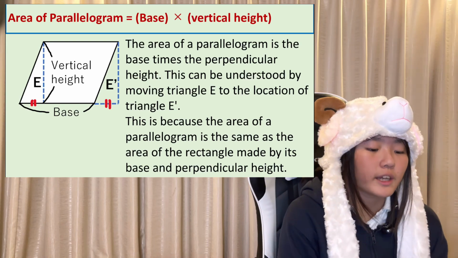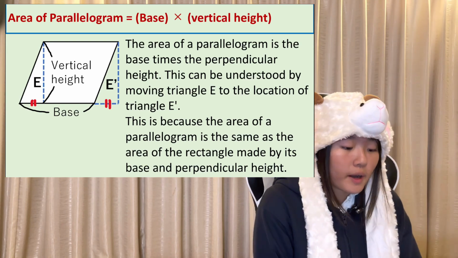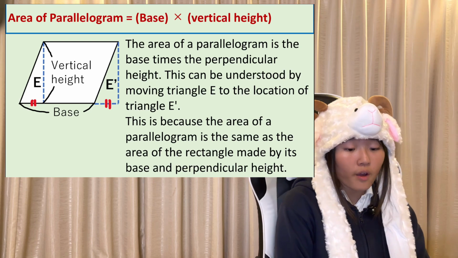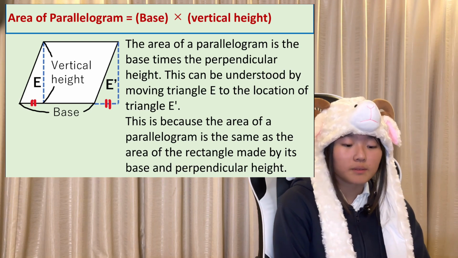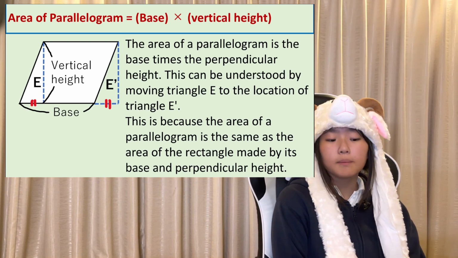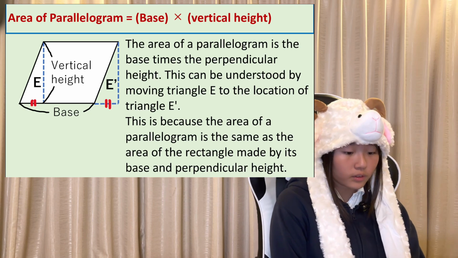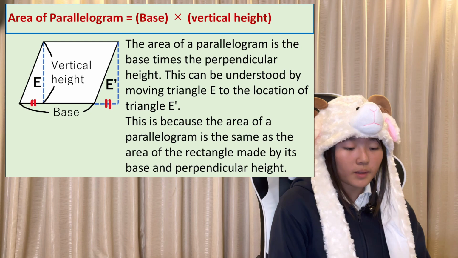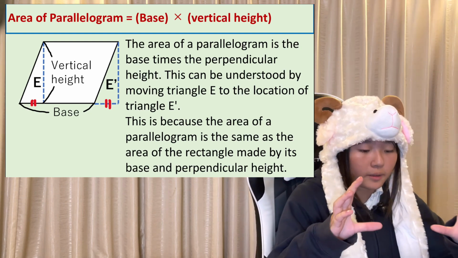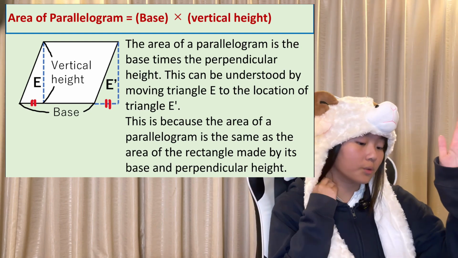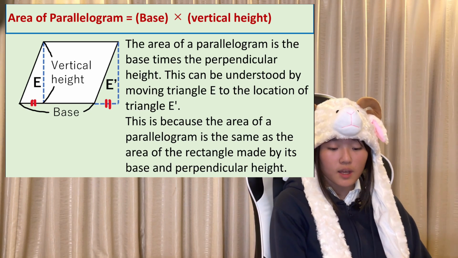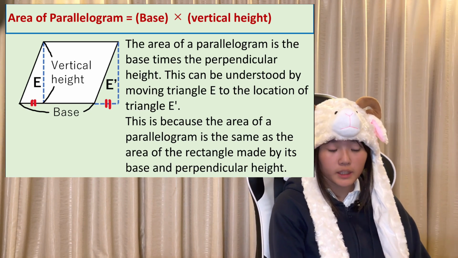Now I'll teach you about the area of the parallelogram. The parallelogram is base times vertical height. The area of a parallelogram is the base times the perpendicular height. This can be understood by moving triangle E to the location of triangle E prime, because the area of a parallelogram is the same as the area of a rectangle made by its base and perpendicular height.